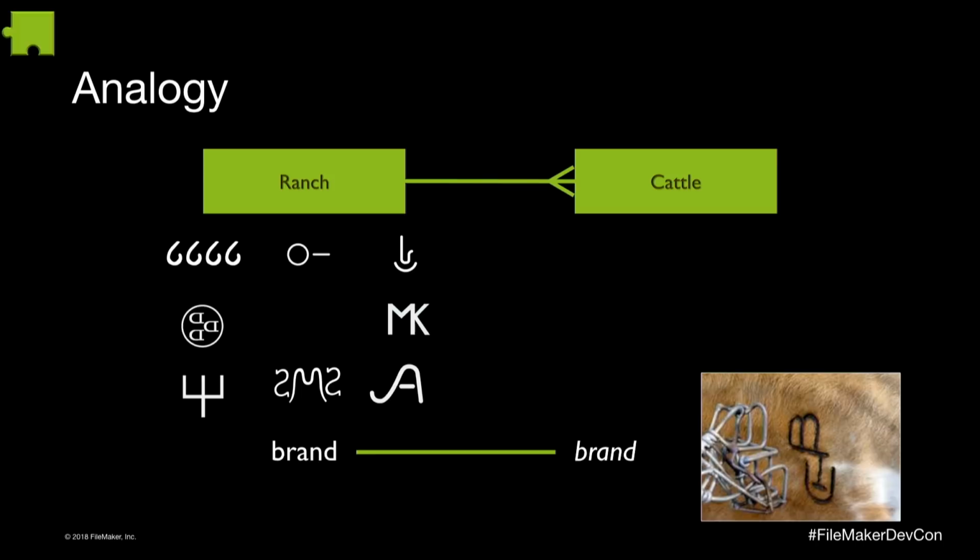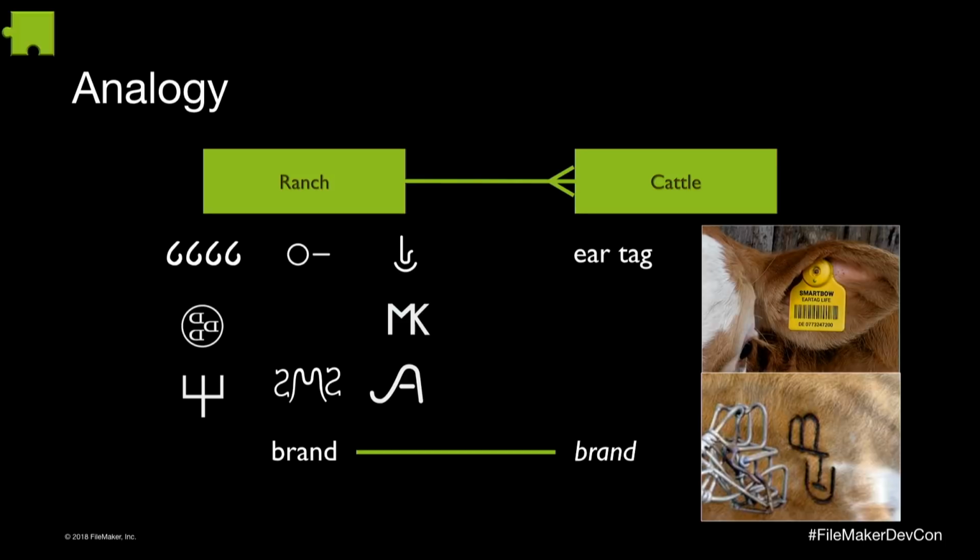Now, of course, I said to you that every table should have a primary key. So what's the primary key on the cow? What's the thing that uniquely identifies one of those beasts? An ear tag. So that's got nothing to do necessarily with the ranch itself. That's something unique about that cow that you can then use in other situations.